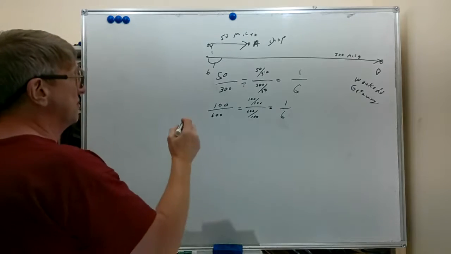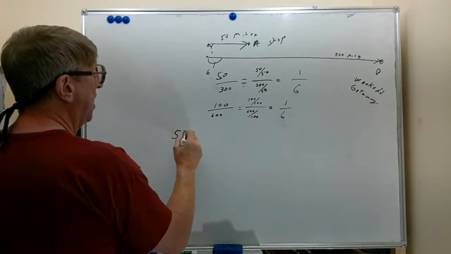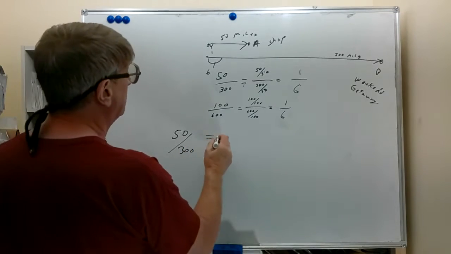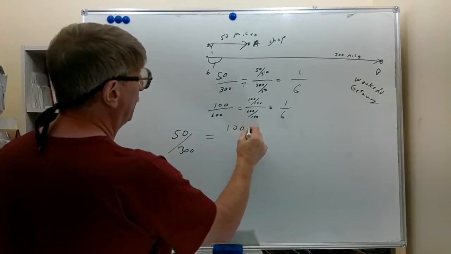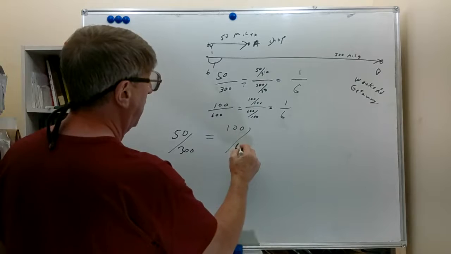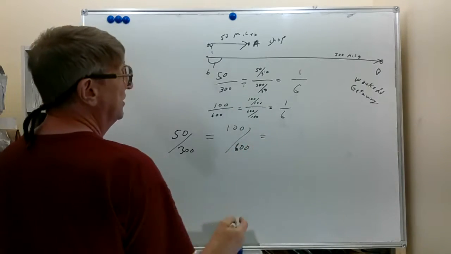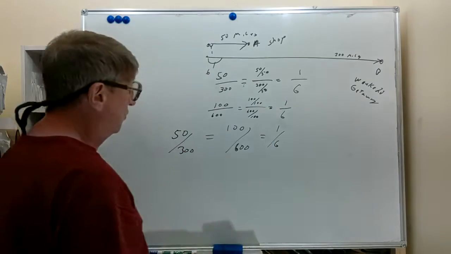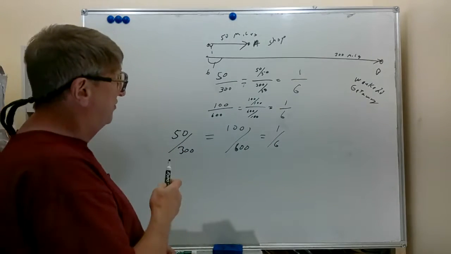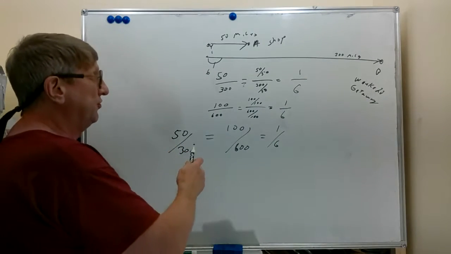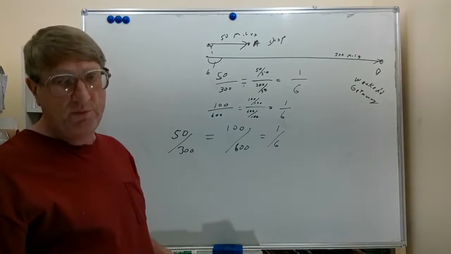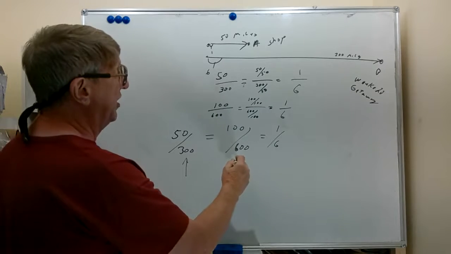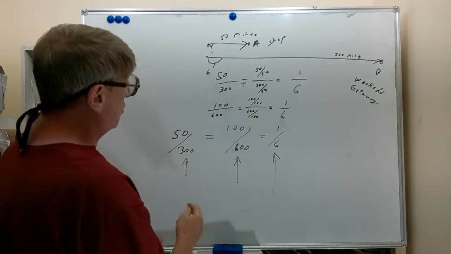So what we see here is that 50 over 300 is equivalent or equal to 100 over 600, which is equivalent or equal to 1 over 6. So equivalent fractions are fractions that can be reduced to the same number for lowest terms. Numerically, these all have the same value. They're equivalent, though they look quite different.